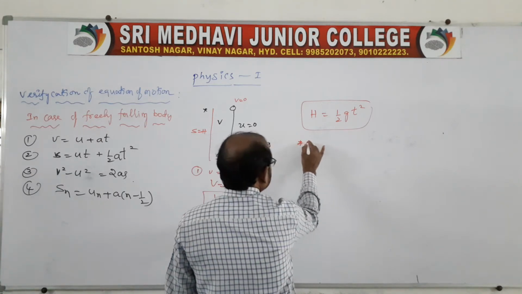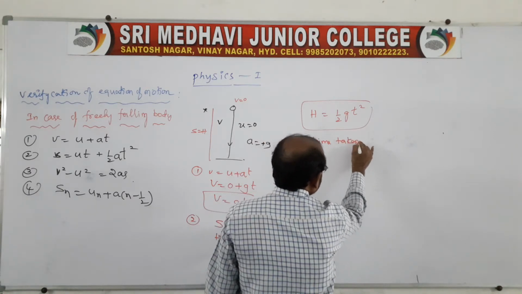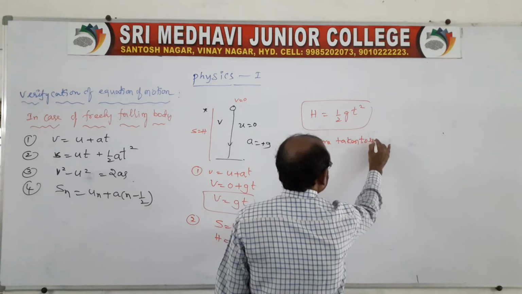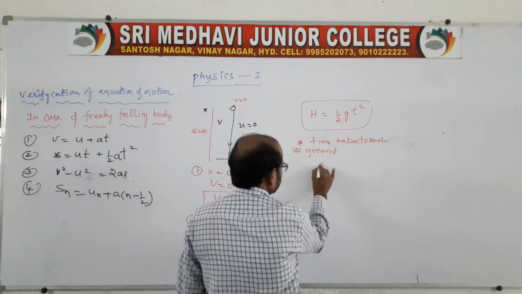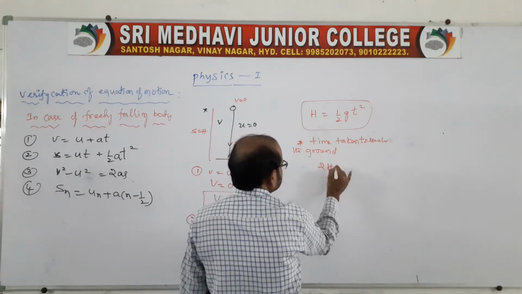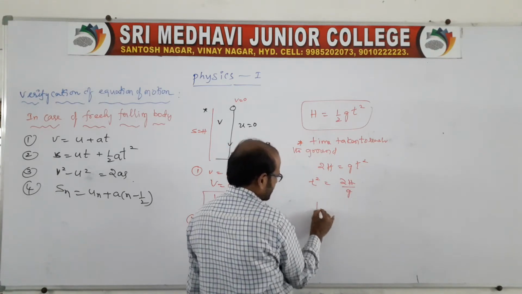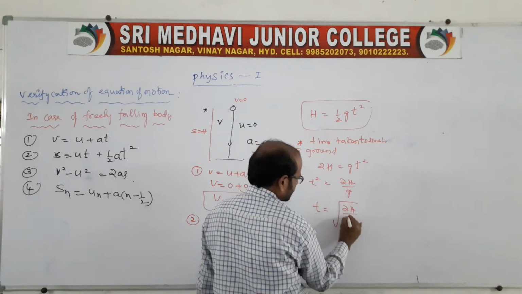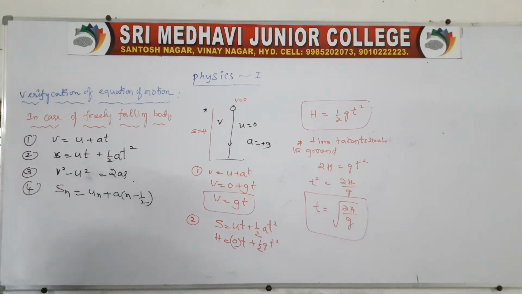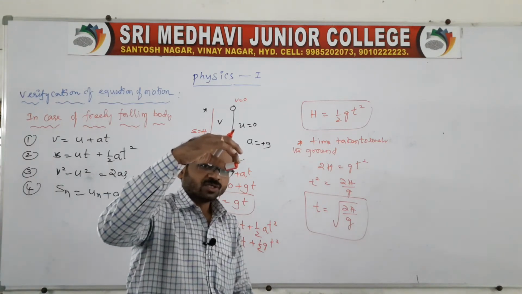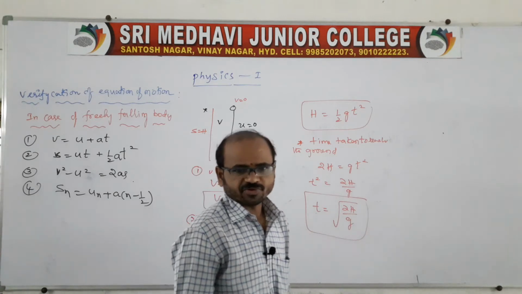And in this we can also find the time taken to reach the ground. Sir, how much time does it take? So you cross multiply: 2H is equal to GT square, and here T square is equal to 2H by G. Therefore, T is equal to root over 2H by G. So this is the time taken to reach the ground in case of a freely falling body. Suppose the body is falling freely from maximum height, the time taken is T is equal to root over 2H by G, right?